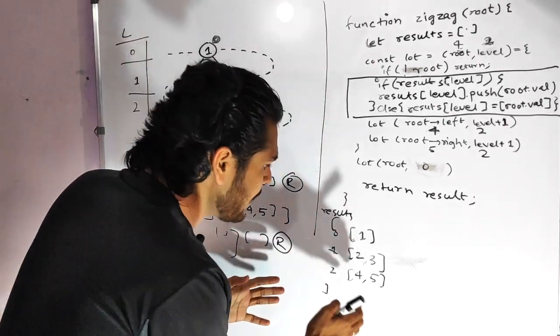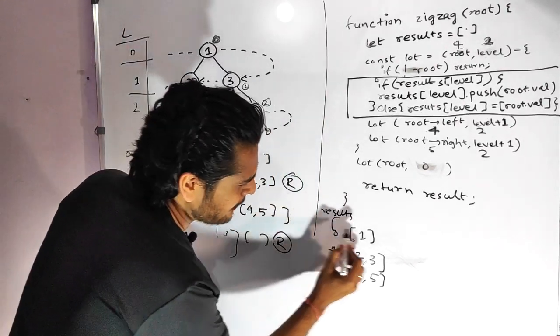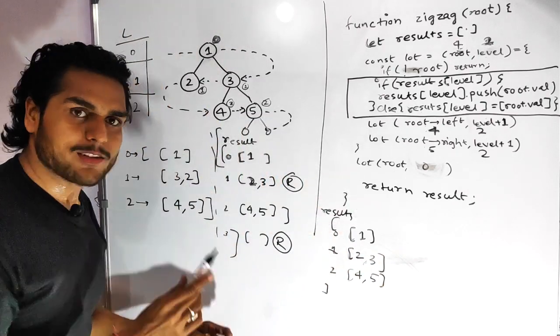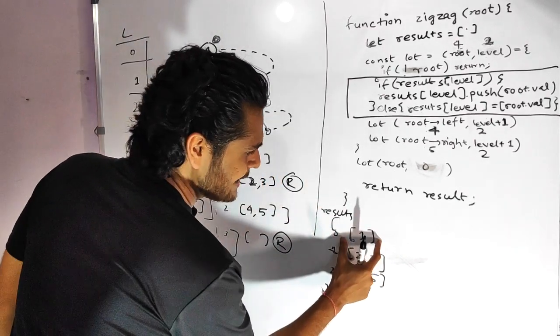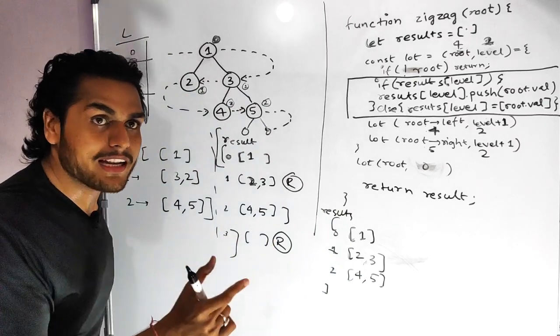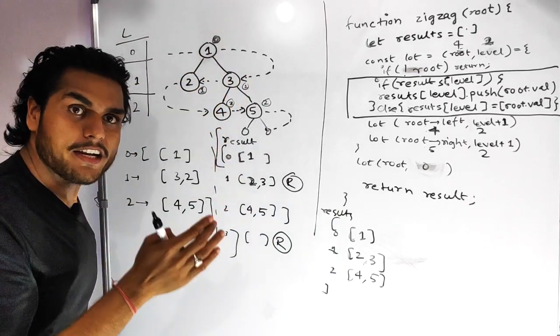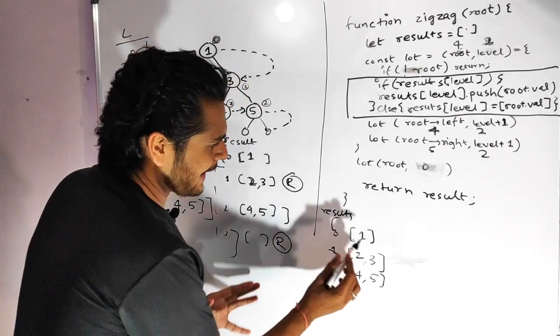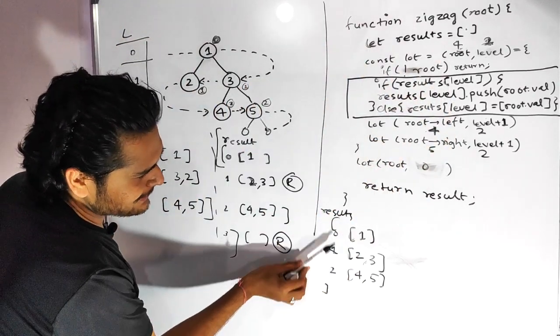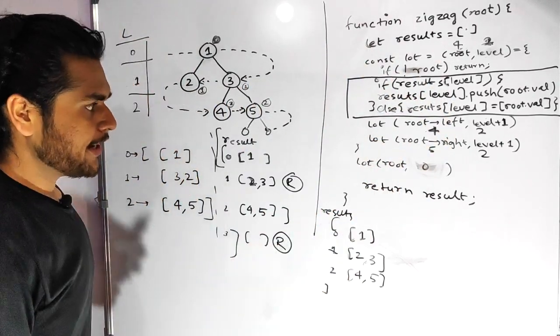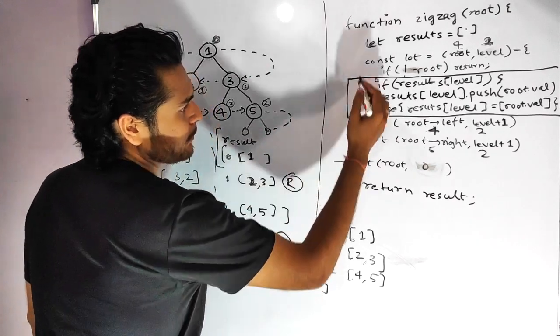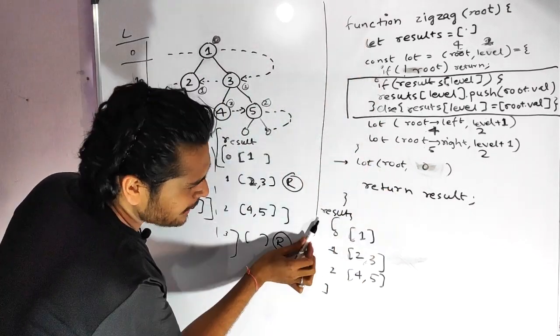And this is the normal level order traversal. Do you see? 1, 2, 3, 4, 5. This is normal level order traversal where each and every bucket represents each and every level of this binary tree. So now after execution of all this, the results array will be created. Now at this point of time, after all this is done, we got this.